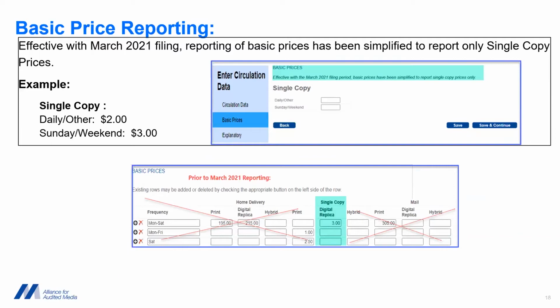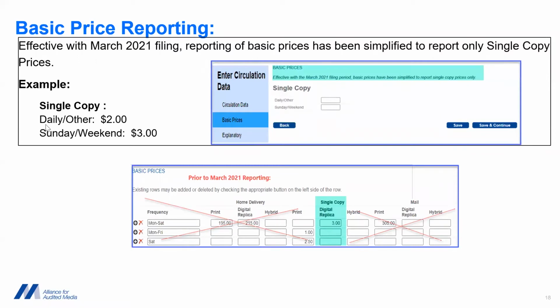The next thing that changed, which will affect the March 2021 filing, is basic prices. It used to be that for basic prices, you would report your 1-year frequency, your 1-year price, basic price for your most common frequencies, and you would break it out by home delivery, mail, and if you had any digital, and then you would also show single copy. That has been modified. For basic prices, all you're going to report is just your single copy prices. That's it. No more 1-year basic home delivery, no more 1-year mail. It's just going to be single copy.